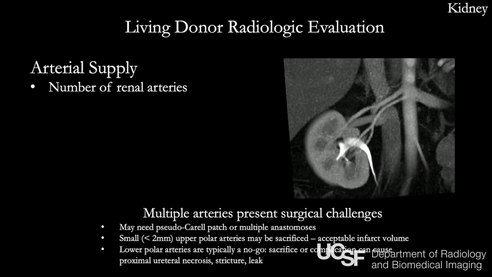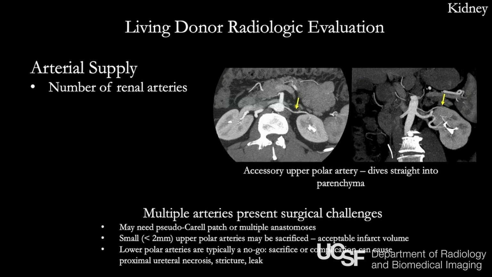But lower polar renal arteries, even when small, this should be kind of an exclusion here because those things tend to perfuse the renal pelvis and the proximal ureter. And so sacrificing that vessel or having a complication related to an anastomosis of such a small vessel can lead to renal pelvic or ureteral necrosis and then attendant outcome challenges.